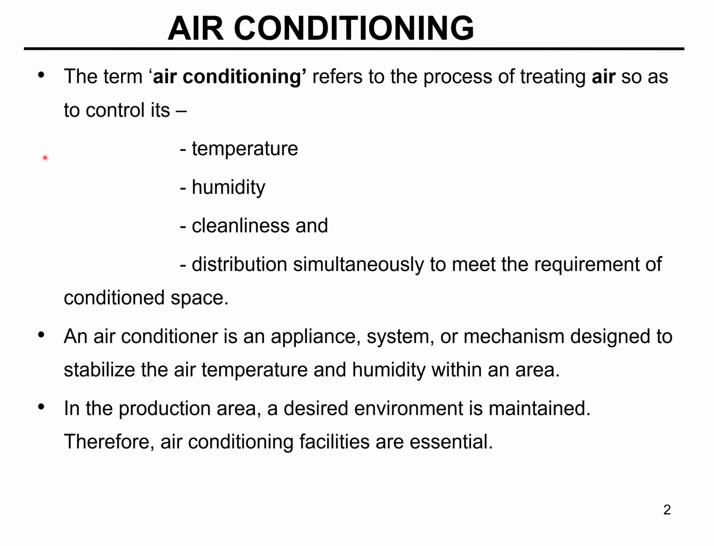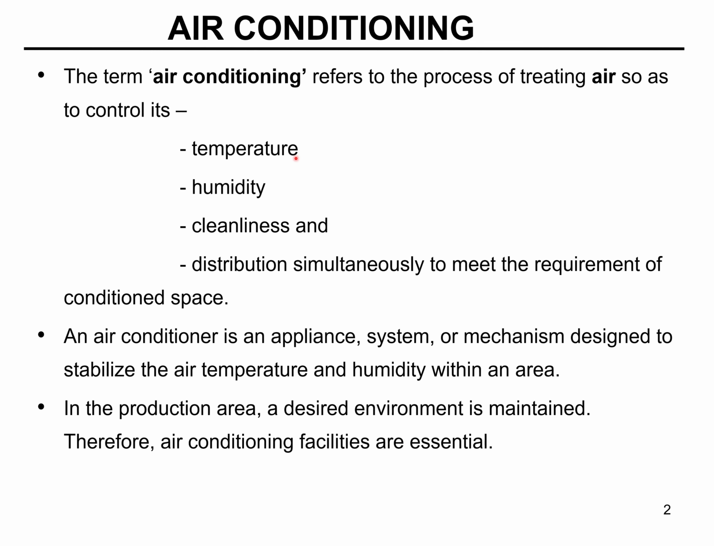The term air conditioning refers to the process of treating air so as to control its temperature, humidity, cleanliness, distribution simultaneously to meet the requirement of conditioned space. An air conditioner is an appliance system or mechanism designed to stabilize the air temperature and humidity within an area. In the production area, a desert environment is maintained. Therefore, air conditioning facilities are essential.